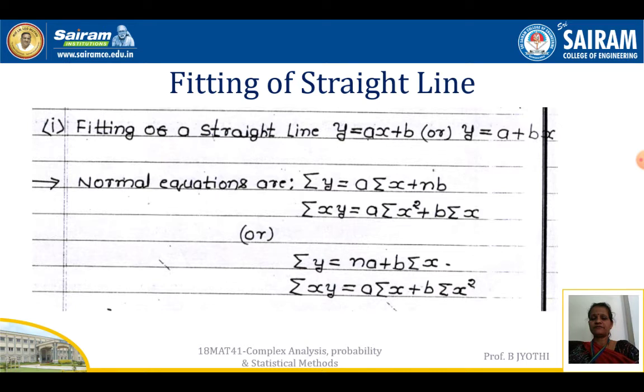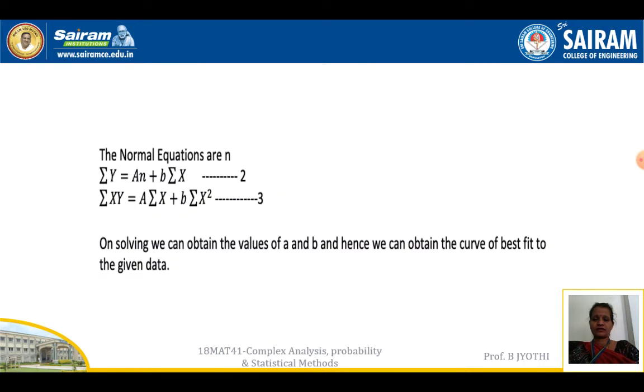The normal equations for the first type are given by sigma y is a sigma x plus nb, and sigma xy is a sigma x squared plus b sigma x. Or for the second type, that is y is equal to a plus bx, we have sigma y is na plus b summation x, sigma xy is a summation x plus b summation x square. So we can use the first set of normal equations for ax plus b and the second set for the a plus bx type. These are the normal equations.